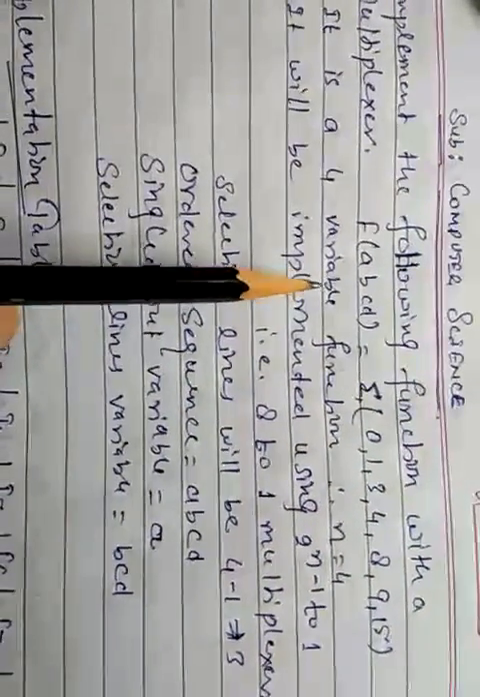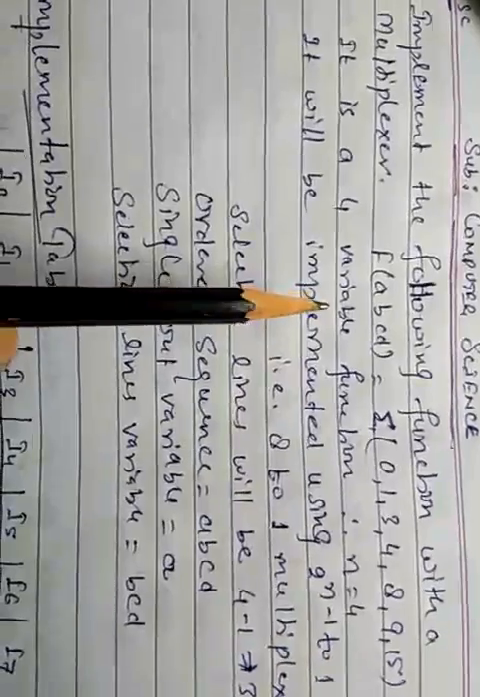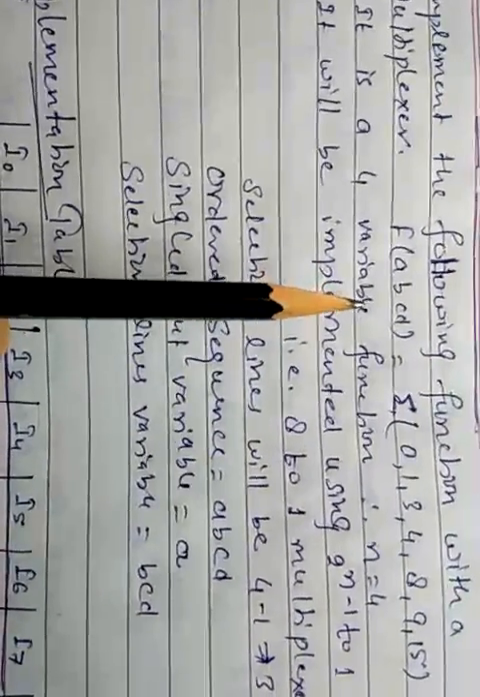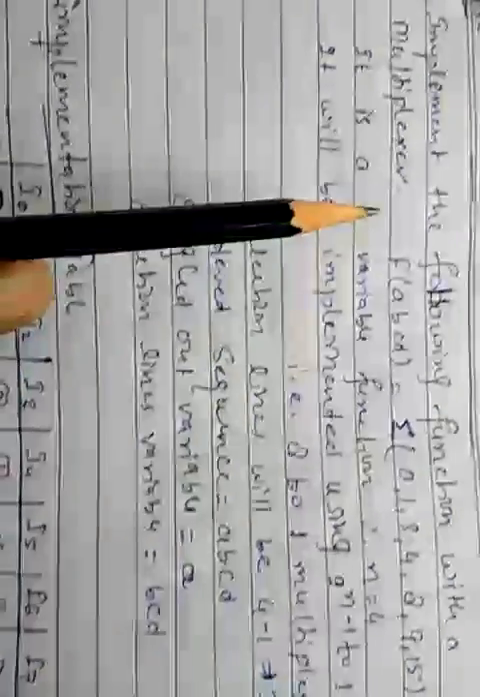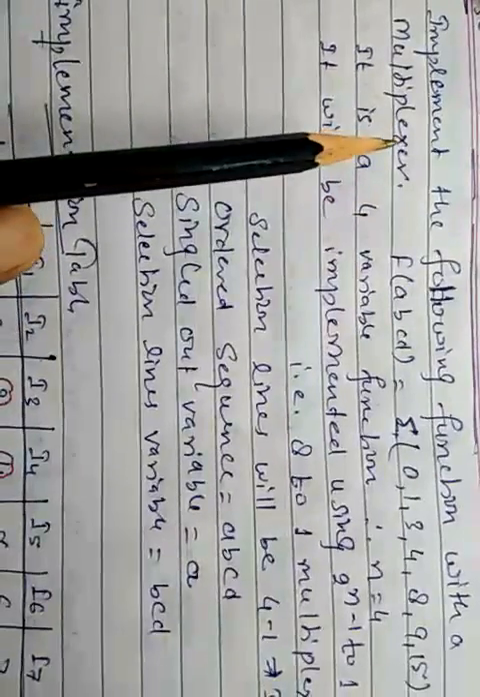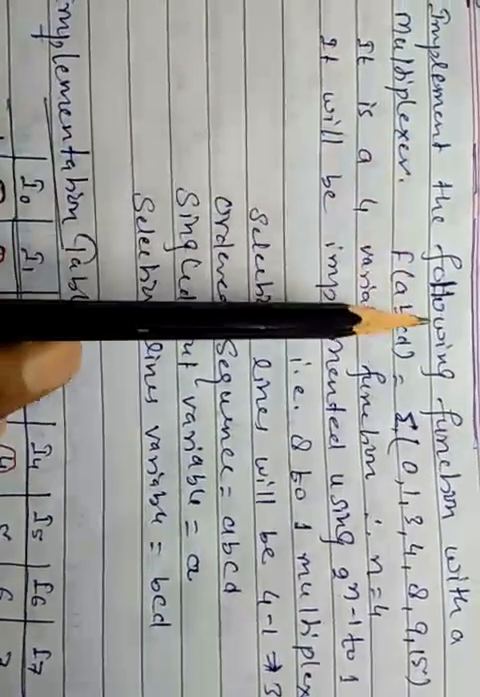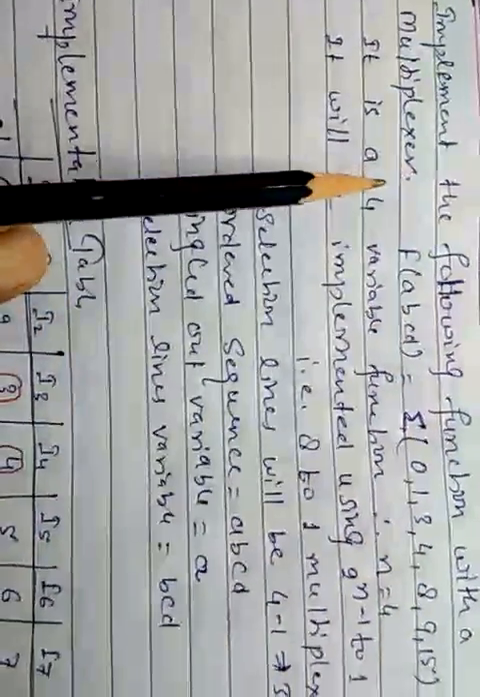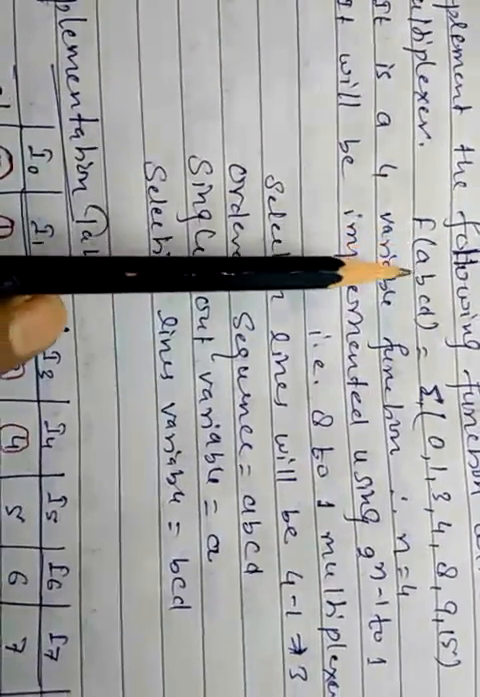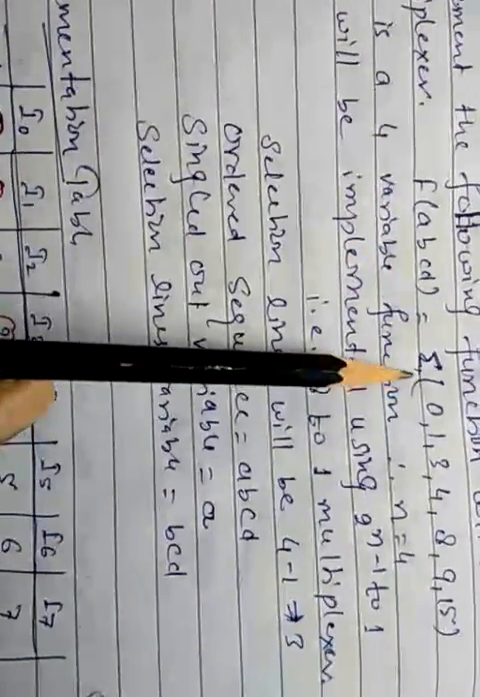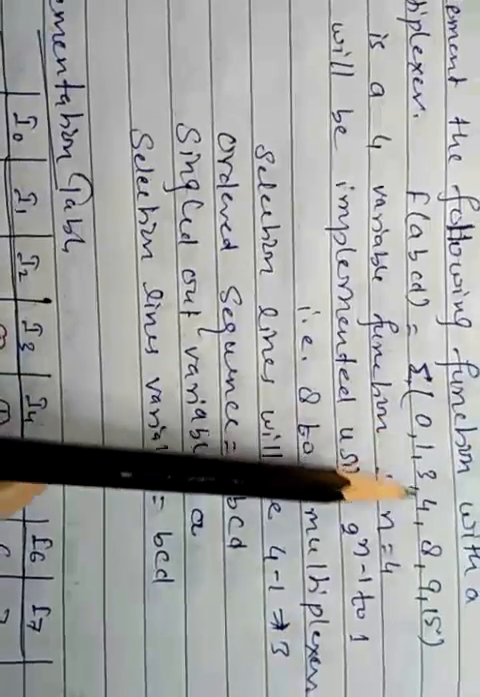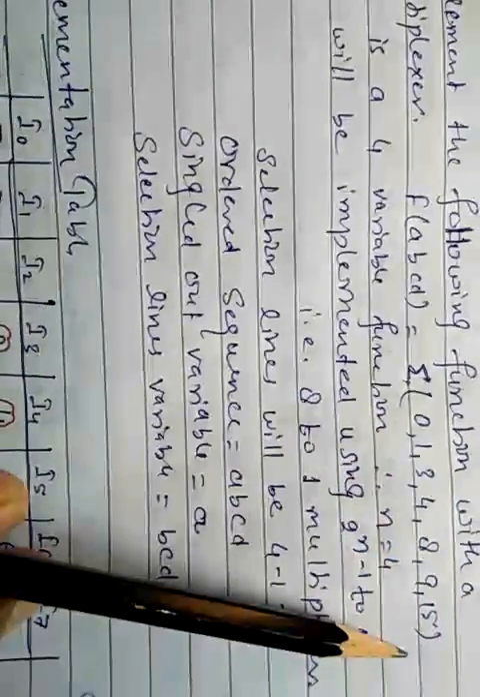Good morning students. Today's topic is how we can implement a multiplexer from a Boolean function. So here is a question. Implement the following function with the multiplexer. The function is F(A,B,C,D) and the values of this function are 0, 1, 3, 4, 8, 9 and 15.